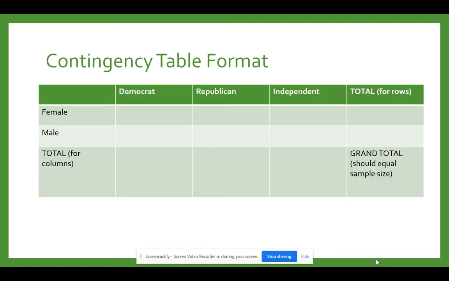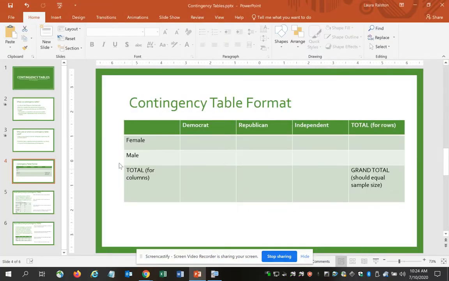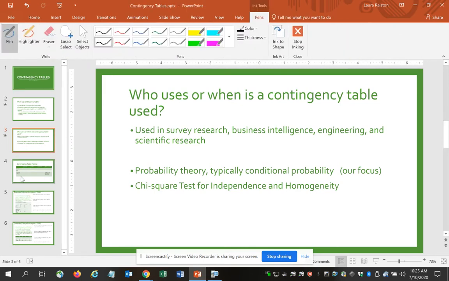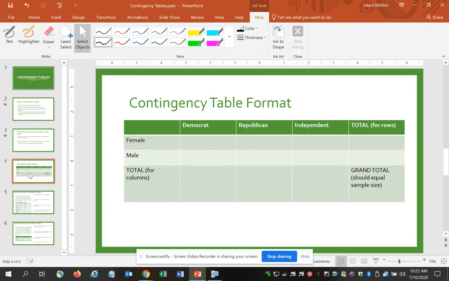So this is the format of a contingency table. I'm going to turn this down for a second so I can draw on it for you and make some notes as we go. Okay, so notice that in this case we're looking at perhaps gender and then your political affiliation. Again, both of which are qualitative variables. So we're looking at gender in relationship to political affiliation.